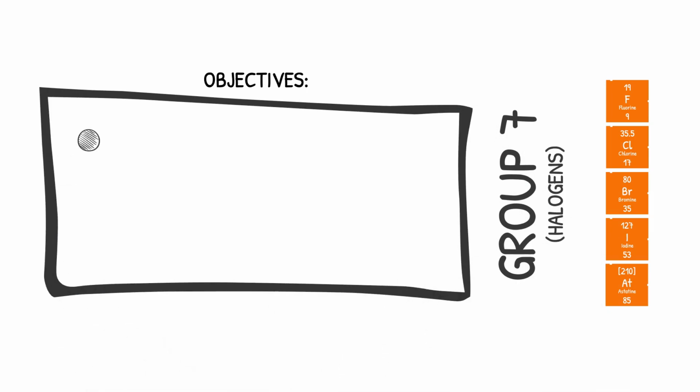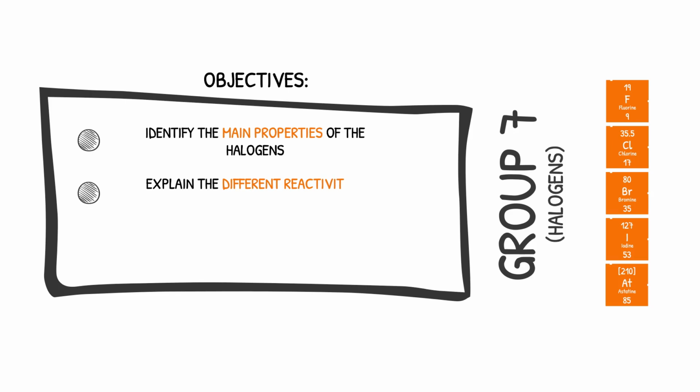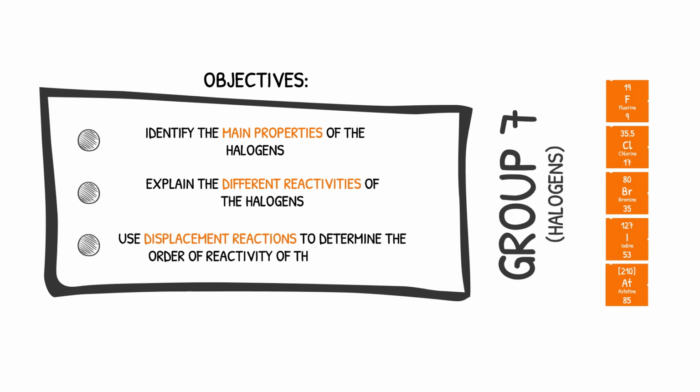In this video, we are looking at the group 7 elements, commonly referred to as the halogens. By the end of this video, you should be able to identify the main properties of the halogens, explain the different reactivities of the halogens, and use displacement reactions to determine the order of reactivity of the halogens.